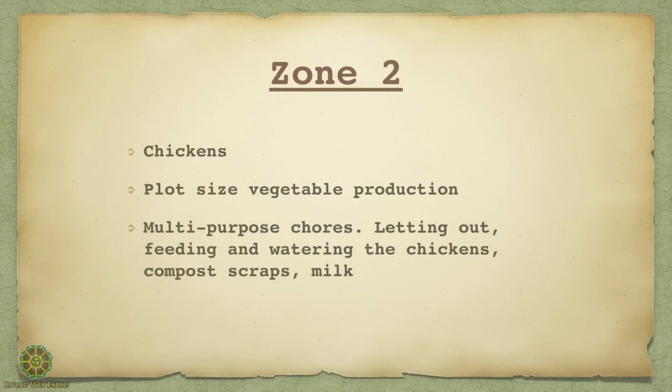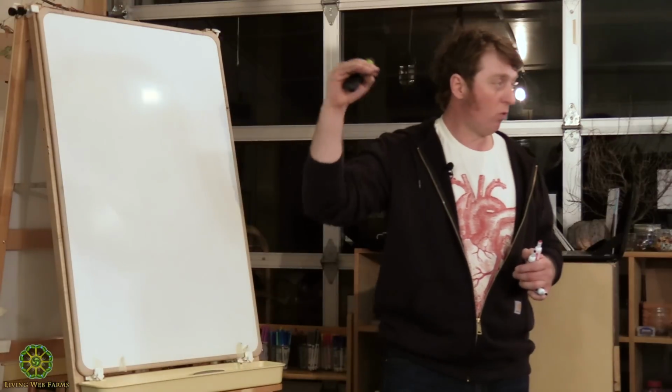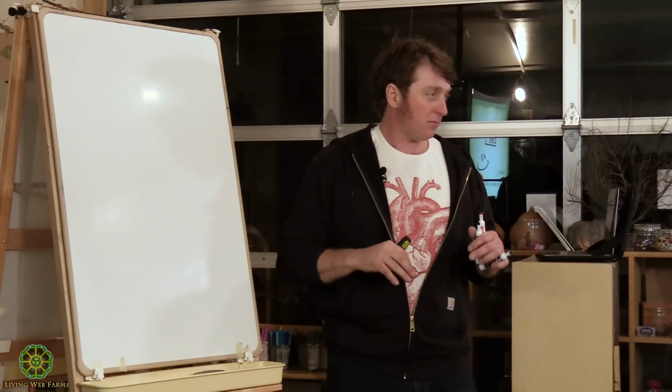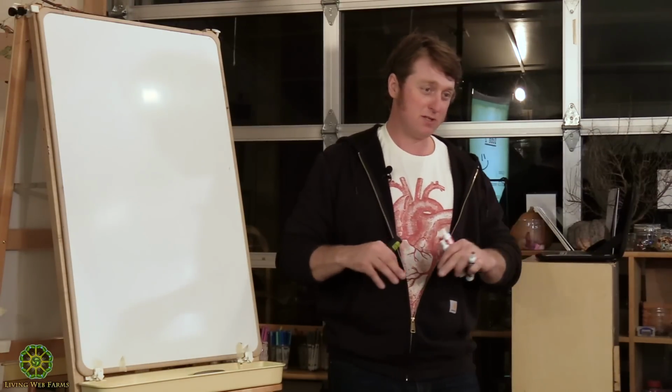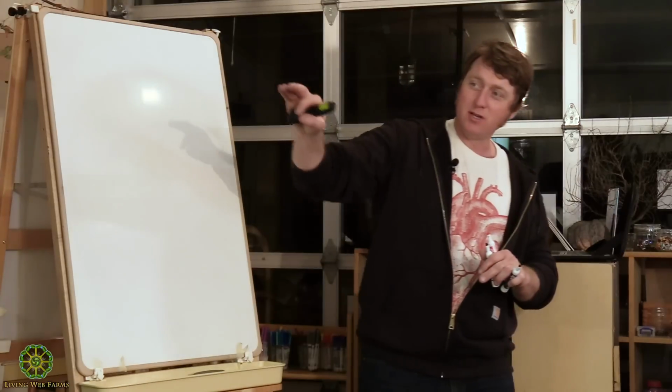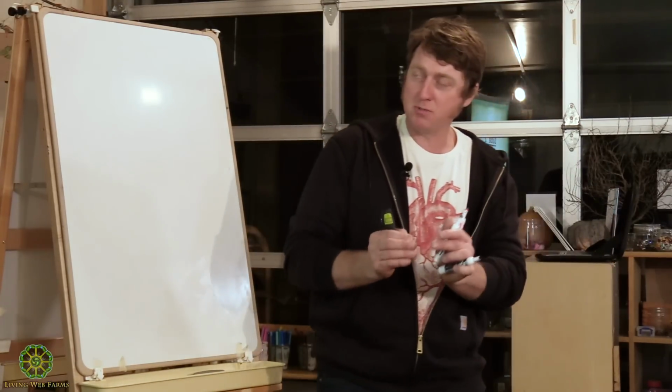Zone 2, we talked about that, but a spot for chickens, and then that can open up to a bigger area. Zone 2 is also where you may start ramping up your vegetable production, and having bigger plots a little bit farther away from the house. You don't want to make zone 1 too big because you'll never be able to leave it. You'll always be stuck in zone 1. So you want to keep that small.